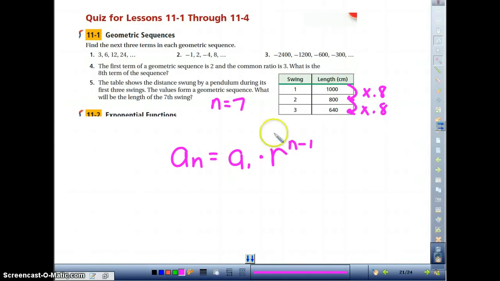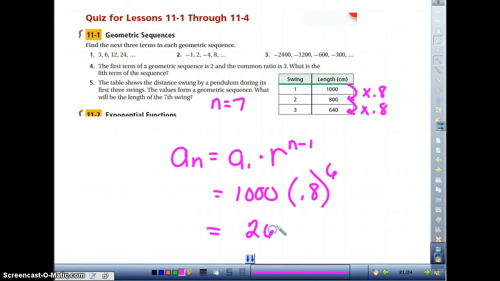So my a sub 1, the first term in the sequence, is 1,000, multiplied by my common ratio of 0.8 raised to the n minus 1. With a 7, 7 minus 1 is 6. Multiply that out. Let's see what you get. 1,000 multiplied by 0.8 raised to the 6th. What'd you get? I got 262.144. Did they tell us how to round? No, they didn't. I'm just going to call that centimeters. Is that what you got? Good. That's what I got.